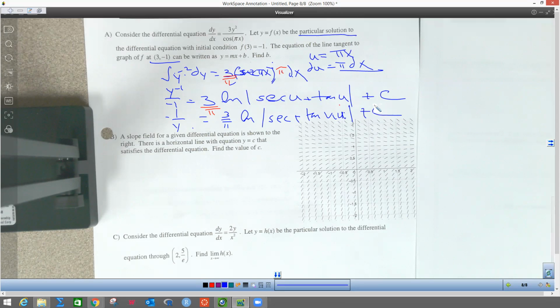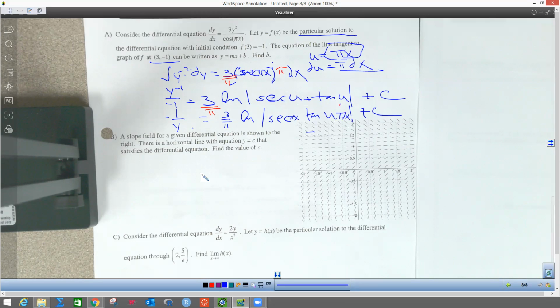Okay, what do I got to do now? Okay, there's a couple things I need to do. One is I need to come back in here and put this thing back in for you. So I'm going to put pi x here. I'm going to put pi x here.